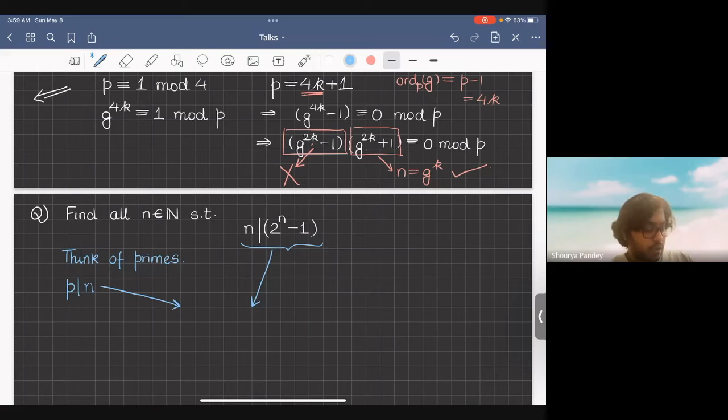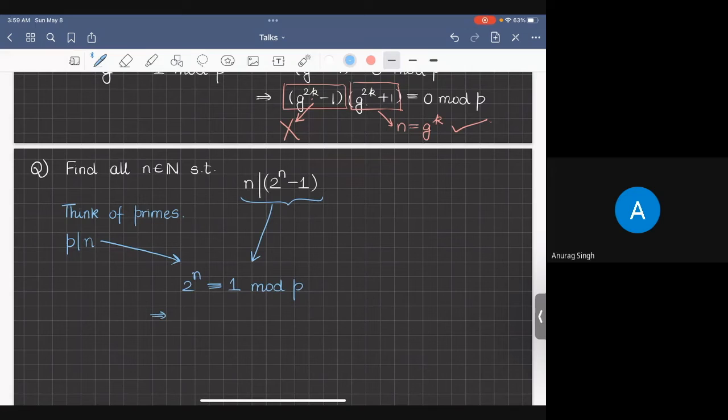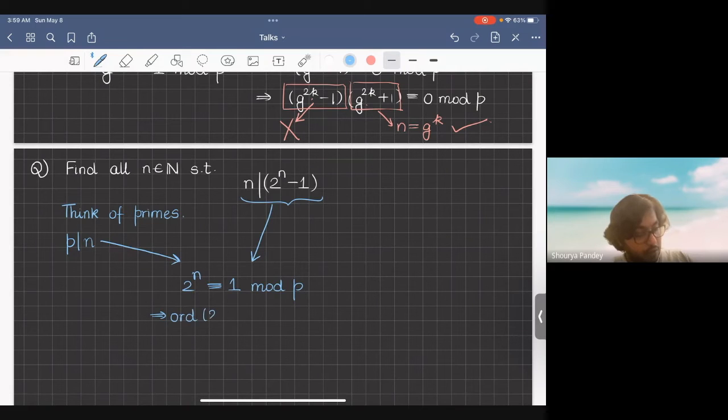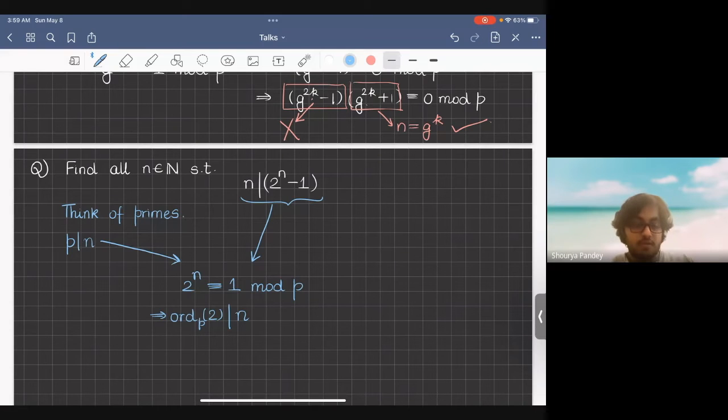Okay, so we get 2 to the n congruent to 1 mod p. We have that the order of 2 with respect to p divides n, and it holds for all p that divides n. Yes, that's true.